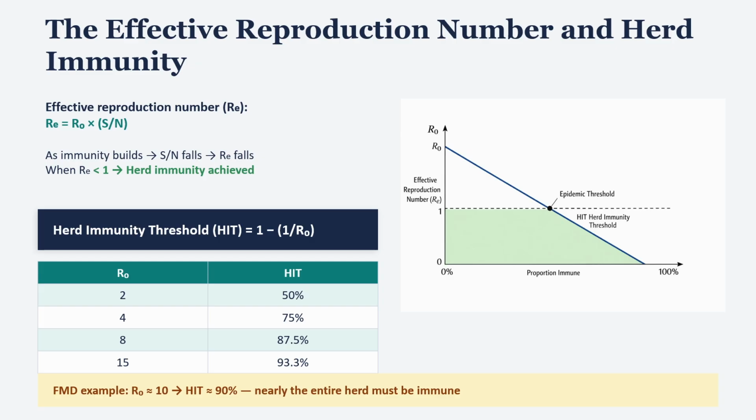As the susceptible fraction decreases, RE decreases. The critical threshold is RE equals 1. When RE falls below 1, when the average case generates fewer than one new case, the epidemic cannot sustain itself. Even when new cases are introduced, each case infects fewer than one additional animal, and the chain of transmission fades. This is herd immunity.